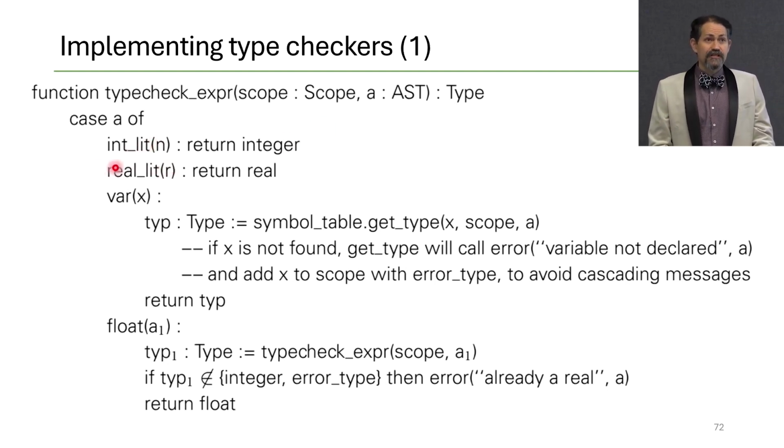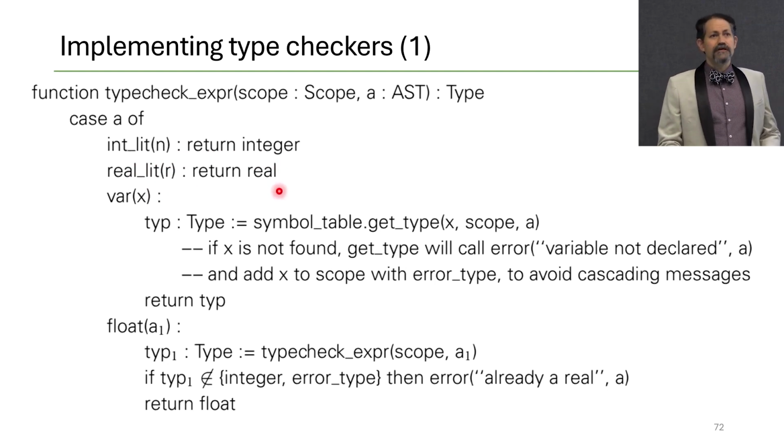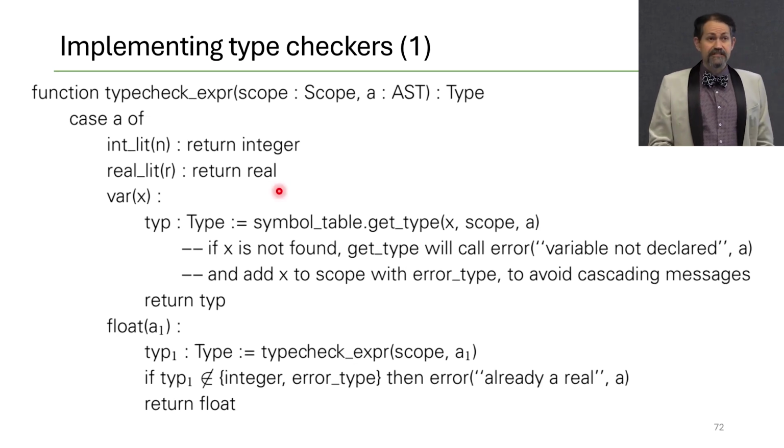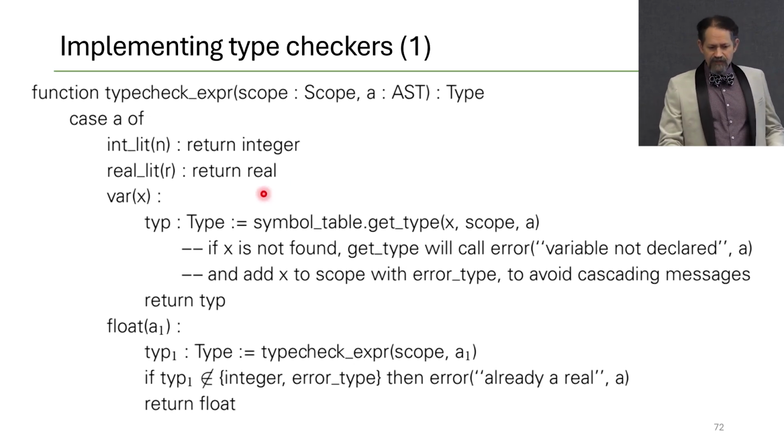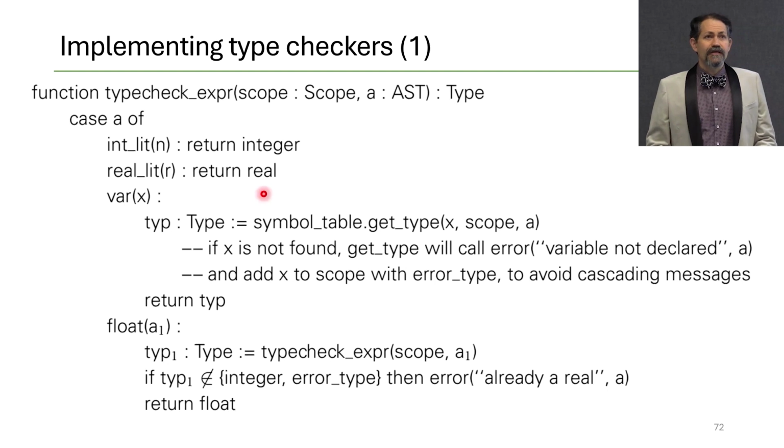If the expression is an integer literal, then we'll return integer as our type. If it's a real literal, we'll return real. These correspond to the tintlit and treallit rules. If we have a variable, then we need to look it up in the typing context. In this case, we're going to use a global symbol table to do that. So we declare a variable for the type, and we call a getType procedure on the symbol table, passing in the variable that we're looking up, the scope that we're looking it up in, and the AST.